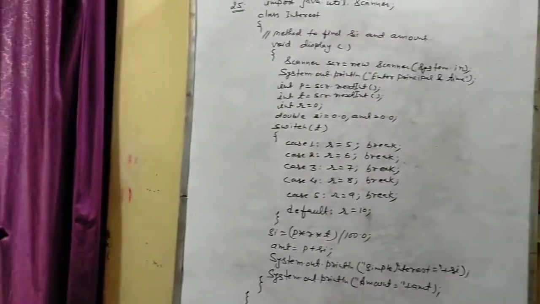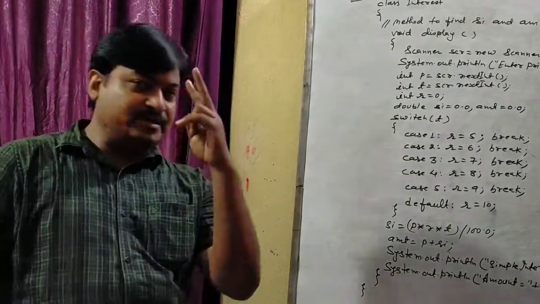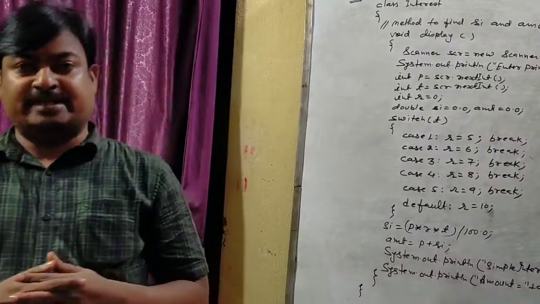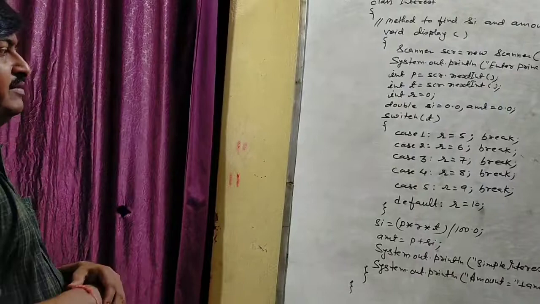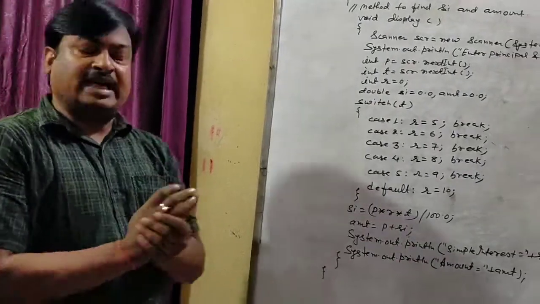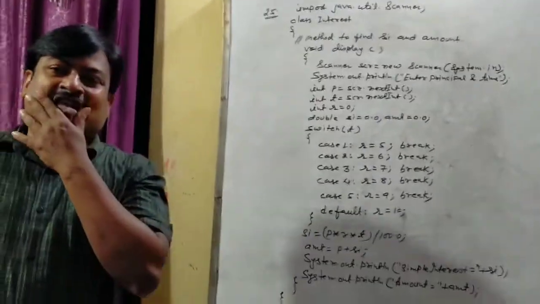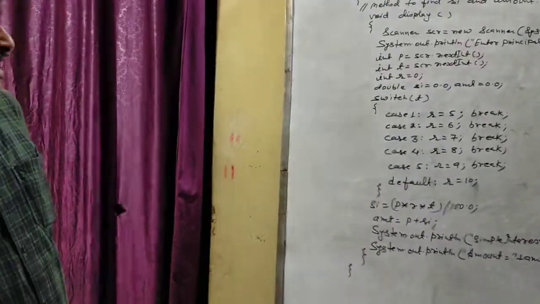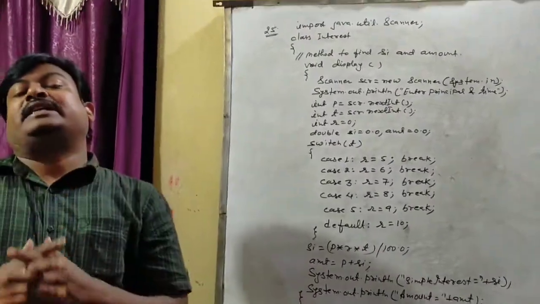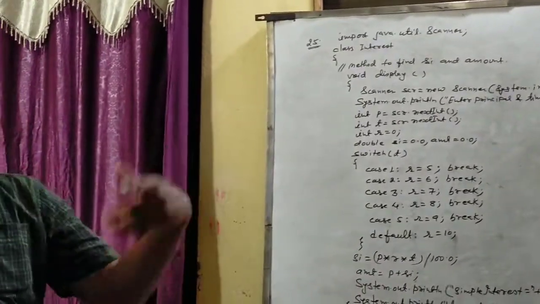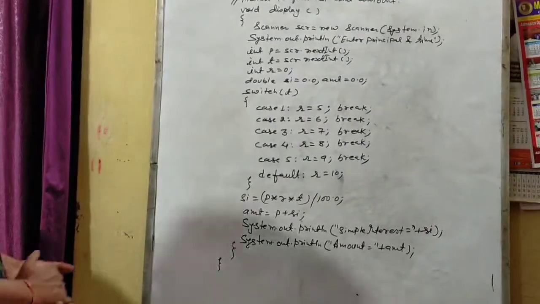If the time is 1 year, the rate will be 5% per annum. If time is 2 years, rate will be 6% per annum. If time is 3 years, rate will be 7% per annum. If time is 4 years, rate will be 8% per annum. If time is 5 years, rate will be 9% per annum. And if the time is above 5 years, meaning 6 years, 7 years, 8 years, 9 years, 10 years, the rate will be 10% per annum.